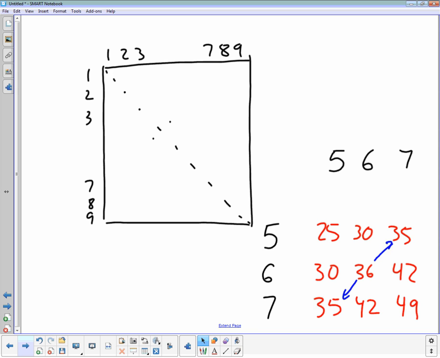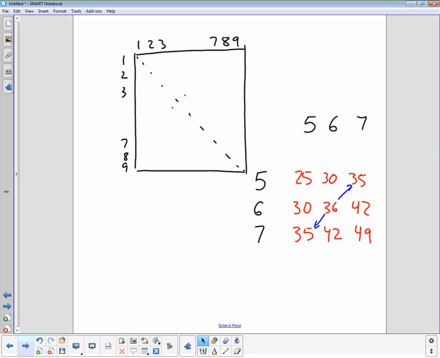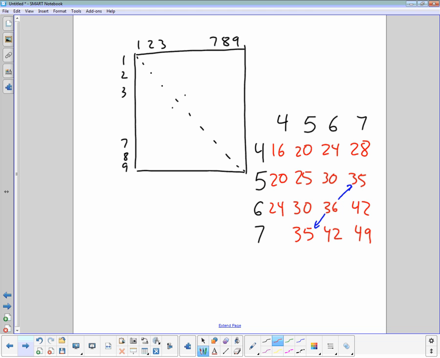Maybe. Check it out. So 16, 20, 24, 28, and then of course we're going down 20, 24, 28. Sorcery. In fact, it's not a coincidence.